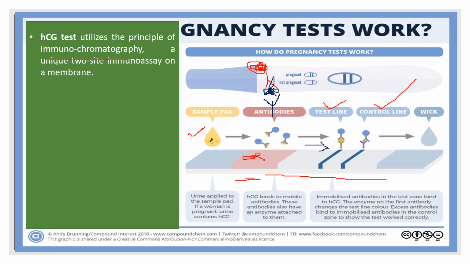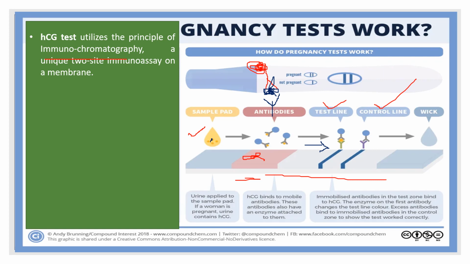Initially the mobile anti-HCG, the HCG and the enzyme combined, and this complex will come to the test line where an immobilized anti-HCG is there. It will again bind with this component. So there will be a complex formation here, and this enzyme which is attached here will actually give the color on the test line.